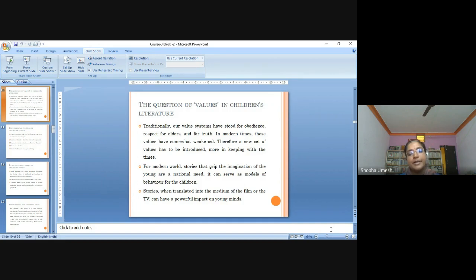And certain stories, when translated into the medium of film or TV, can have a powerful impact on young minds. Some of the stories we have read have been translated into movies or TV serials. And there we should see that the originality has been depicted, and there should not be variances in the direction or production of that particular true story. It should be true to the reality they are trying to convey.